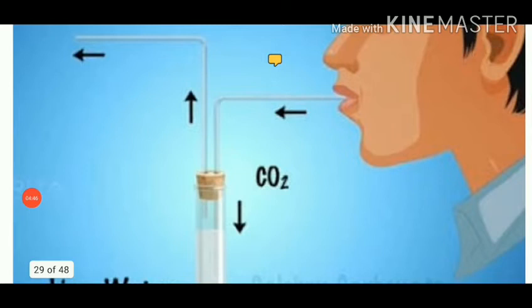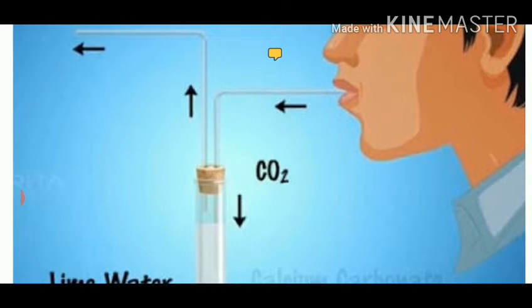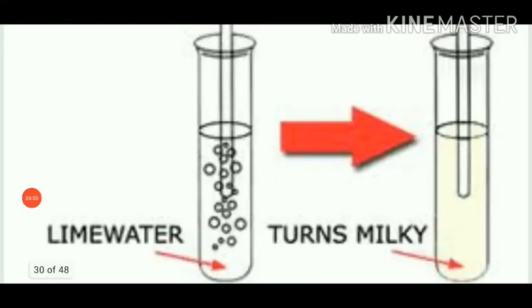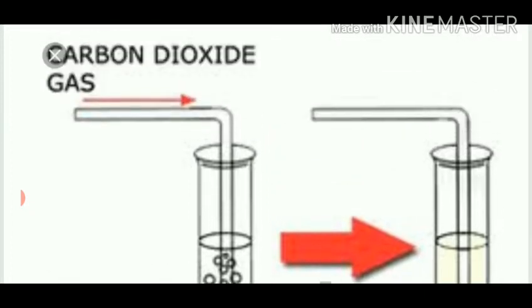So this is the setup of the activity. We will observe that when we blow air into the lime water, the lime water turns milky. This happens because carbon dioxide gas reacts with the lime water and thus the lime water turns milky. So this shows that carbon dioxide is released during the process of exhalation.